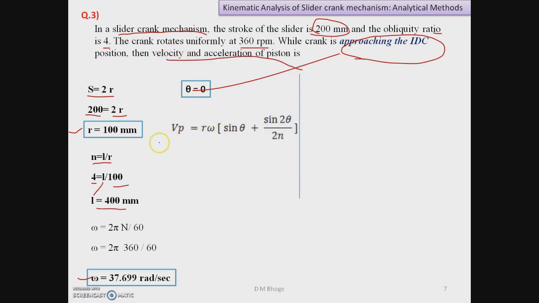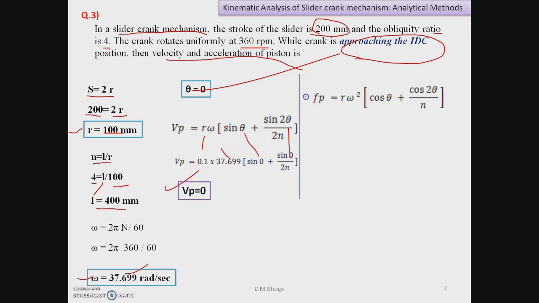Velocity of piston can be determined using this equation. So let us substitute the values. R is 0.1 meters, length of crank. Omega is 37.699. Theta is 0, and n is 4. So sine of 0 is 0. Sine of twice 0 is 0. So 0 into this 37 is 0. So velocity of piston is 0.